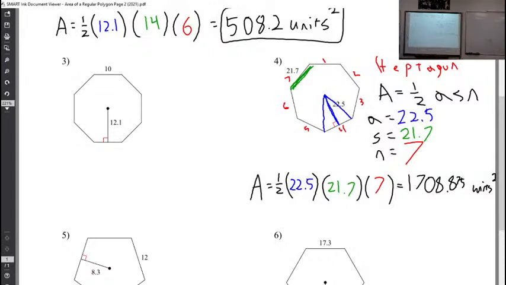All right, and the rest of these I am leaving for you to do on your own. So that kind of acts as your homework assignment for today, is try the rest of these problems on your own, figure out the pieces, plug them in, get out your area.